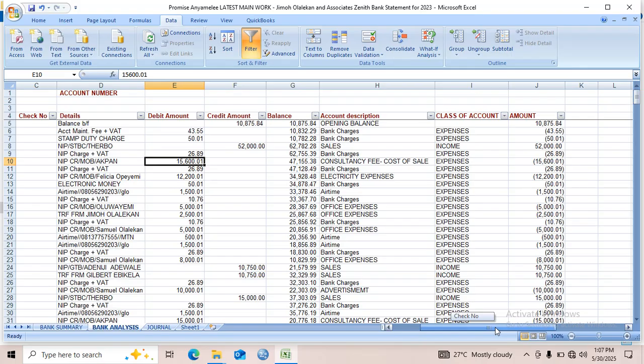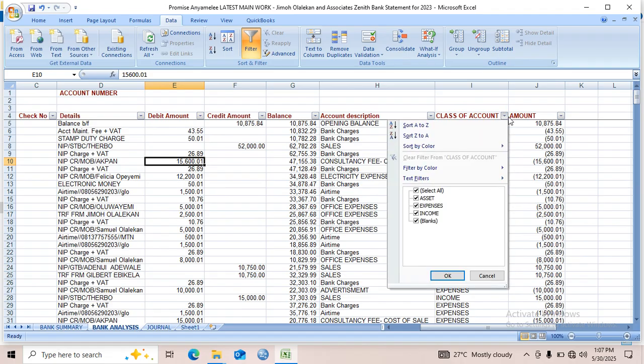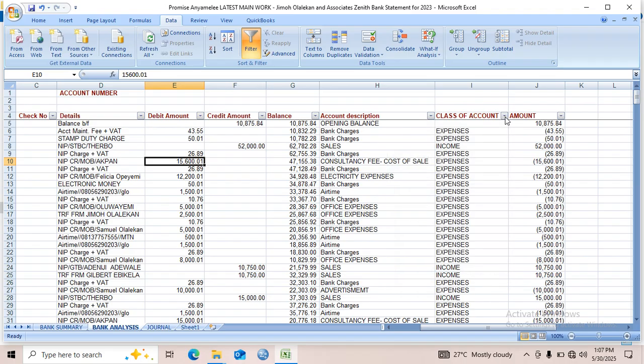So the next one, after you've done your account description, will be your class of accounts. Remember, there are basically five classes of accounts. The five classes of accounts are your assets, your liabilities, your income, your equity, or let me say capital, and your expenses. Those are the five classes of accounts that we have in accounting.